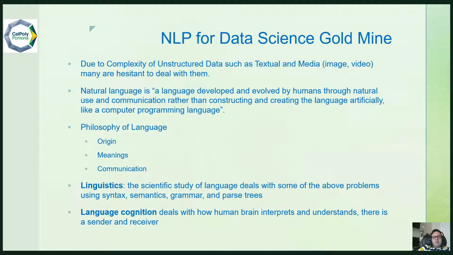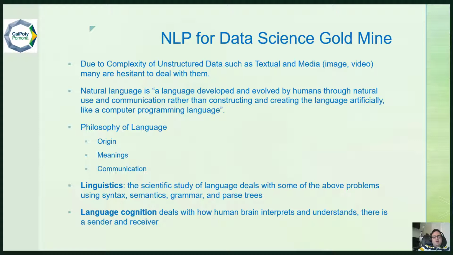Natural language itself is a language developed and evolved by humans through natural use and communication, rather than constructing or creating a language artificially, like a computer programming language. So it has been created through centuries or thousands of years. It's not just one specific programming language. It's the way people talk about different things.